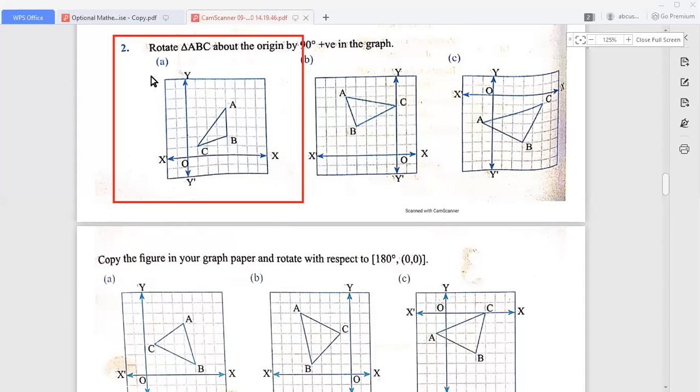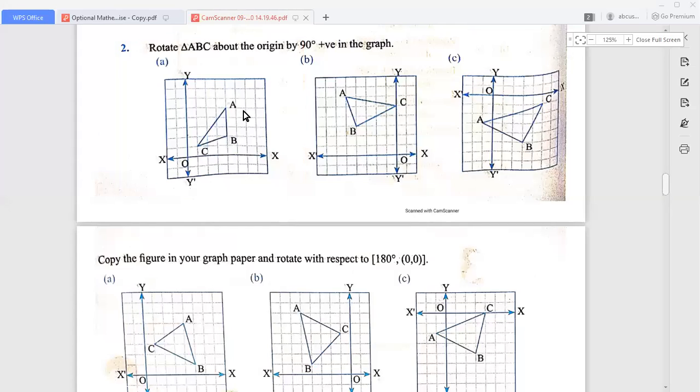Let's discuss first about question number 2a. Here in question number 2a, a triangle is given. What is the name of the triangle here? Triangle ABC. It is plotted on this graph. So we have to first find the coordinates of each vertex. Here the vertices are A, B, and C.